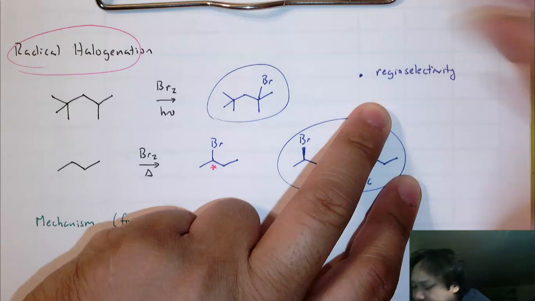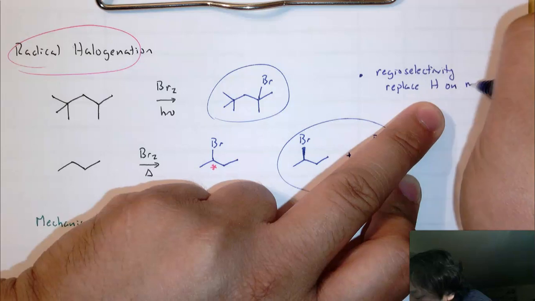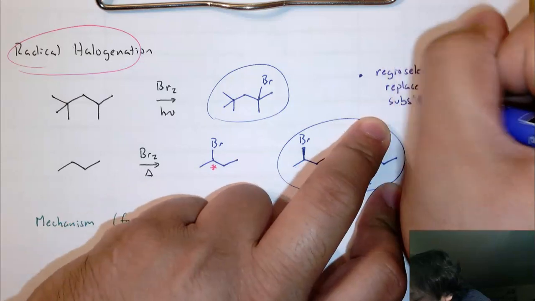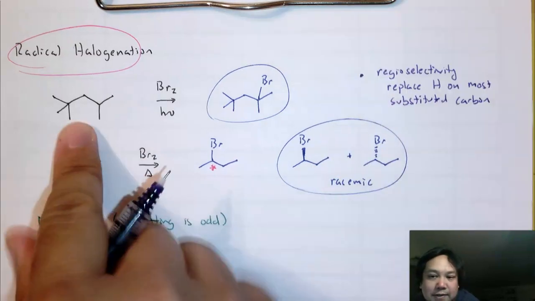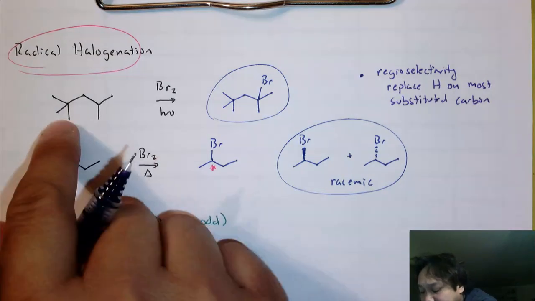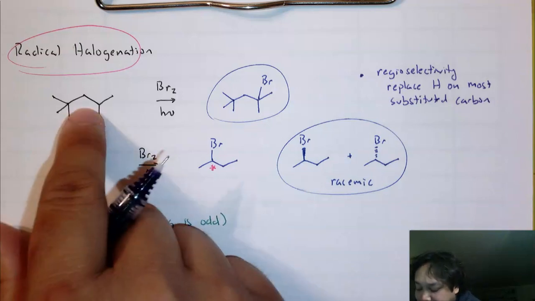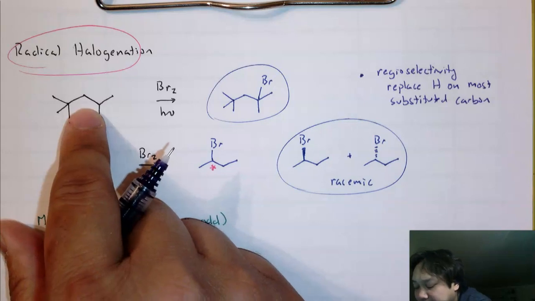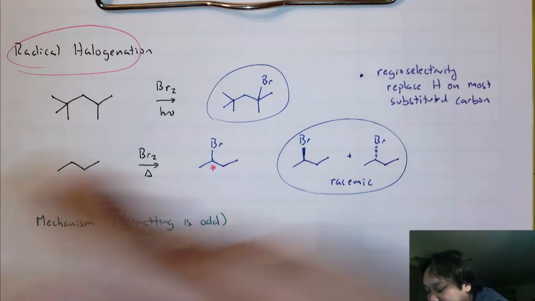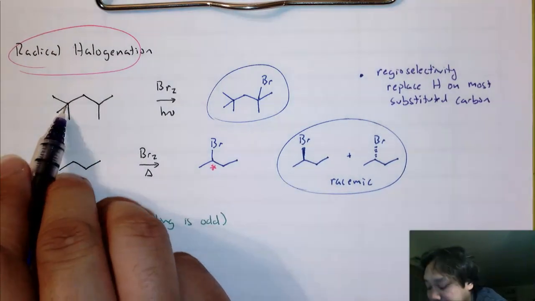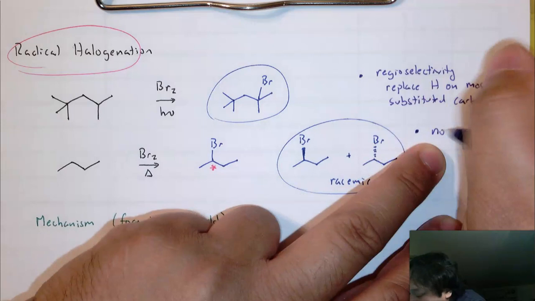is, let's say, we replace hydrogen on the most substituted carbon. Any carbon is up for grabs. It's not like the alkene where we have to focus on the double bond. You could pick any carbon and ask yourself, if I take off the hydrogen, am I going to get a very stable radical? Or you could just replace a hydrogen on the most substituted carbon. This carbon here has no hydrogen, so you can't put the bromine there. So that's regio.